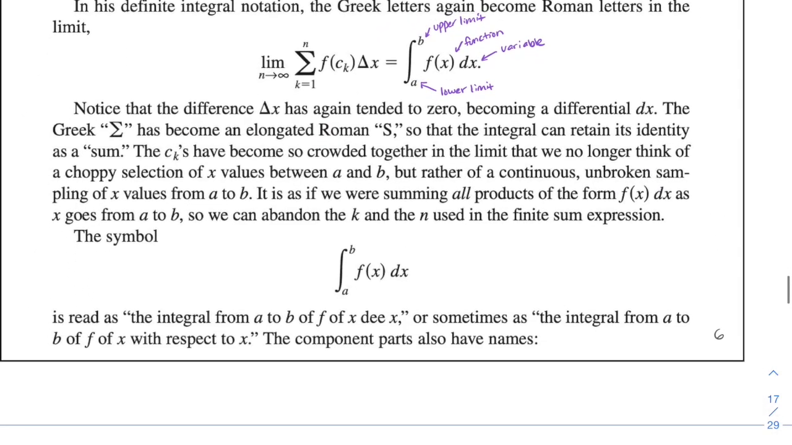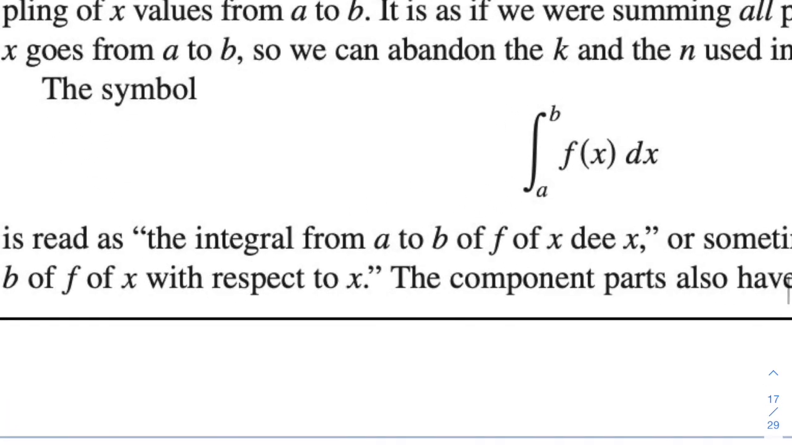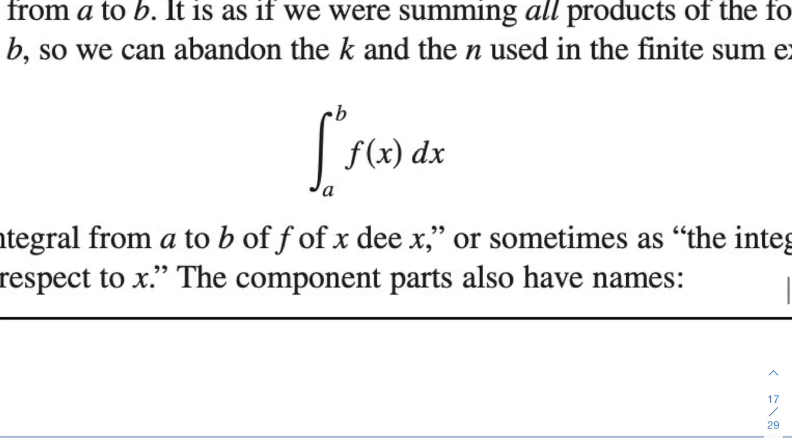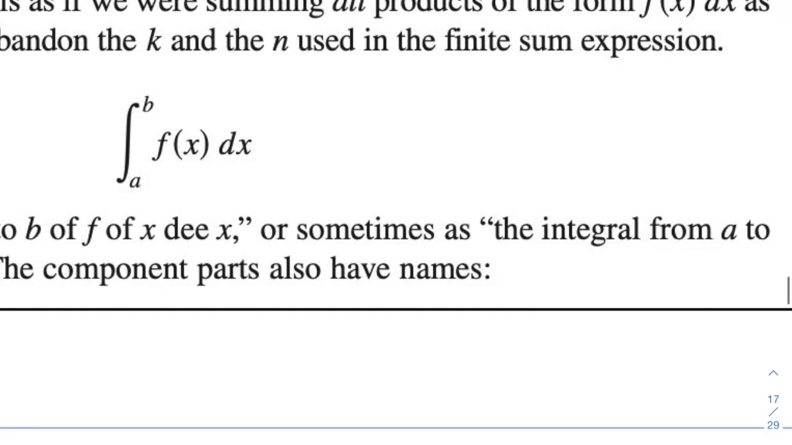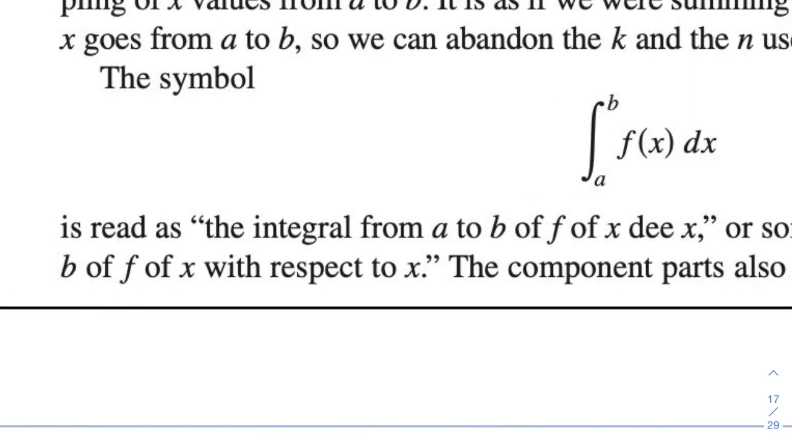So with all of that said, this is read as the integral from a to b. So you always start at your lower limit and go to your upper. The integral from a to b of f of x dx, or the integral from a to b of f of x with respect to x is how we're going to read this off, okay?